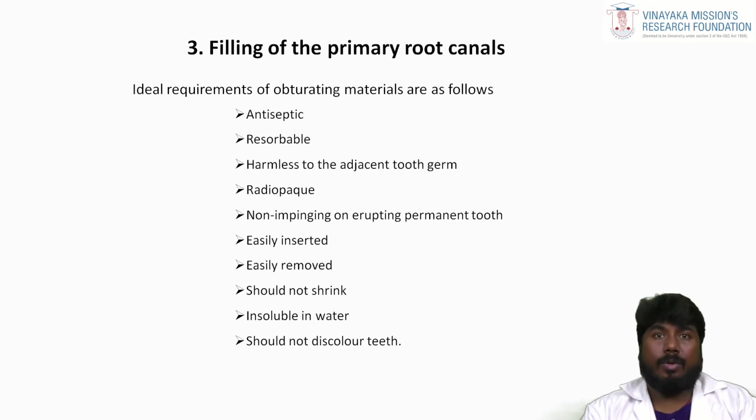Fillings of the primary root canals. The primary root canals have to be filled with a medicament. The ideal requirements of the obturating material are as follows. It should be antiseptic, resorbable, harmless to the adjacent tooth germs, radiopaque, non-impinging on the erupting permanent tooth, easily inserted, easily removed, should not smell, insoluble in water, and should not discolor the tooth.